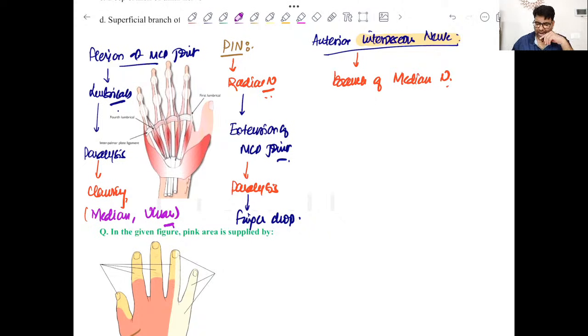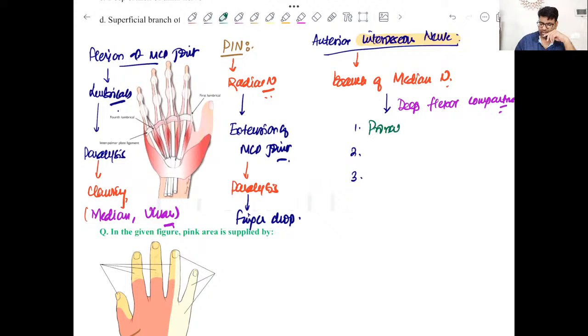This is one thing. PIN is okay. Now coming back to anterior interosseous nerve, which is a branch of median nerve, which muscles does it supply? It supplies three muscles. All the muscles of the deep flexor compartment, right? Because we know that there are two compartments in the flexor part of the forearm: superficial having 5 muscles and deep having 3 muscles. So all the 3 muscles are supplied by anterior interosseous nerve, a branch of median nerve.